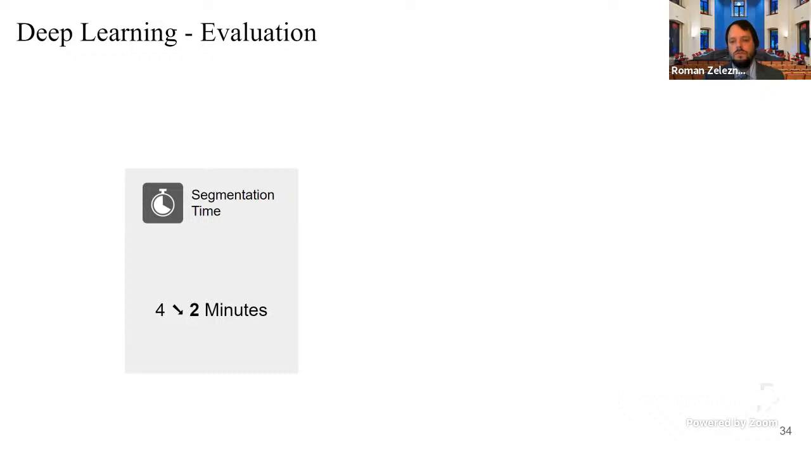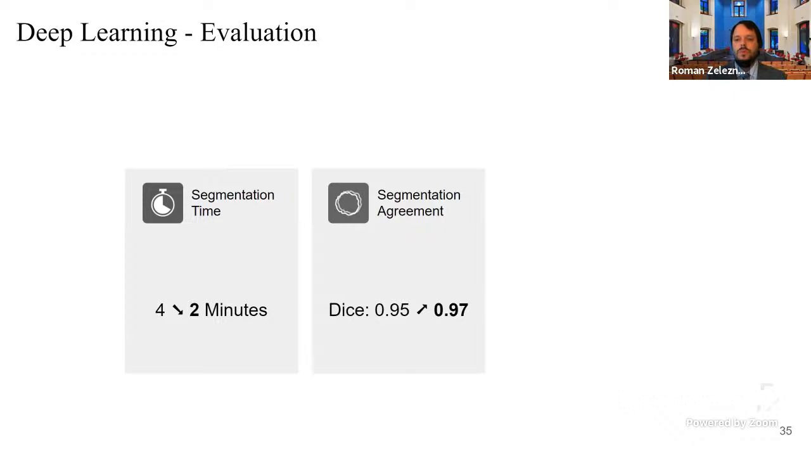Furthermore, segmentation agreement between the 8 medical experts increased significantly with the deep learning segmentation. For this evaluation, we used the Dice coefficient, a similarity coefficient, with which we can show that with deep learning segmentation, agreement increased from a Dice of 0.95 to 0.97.